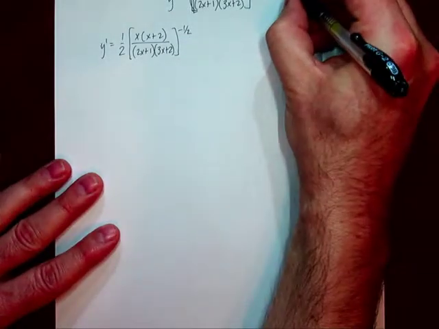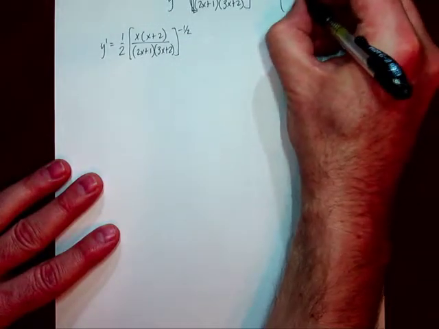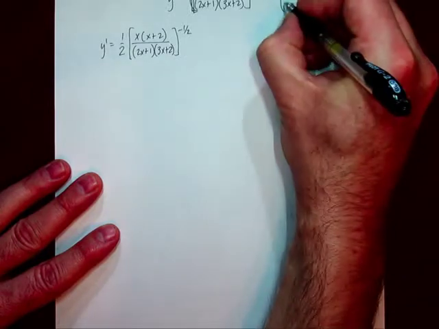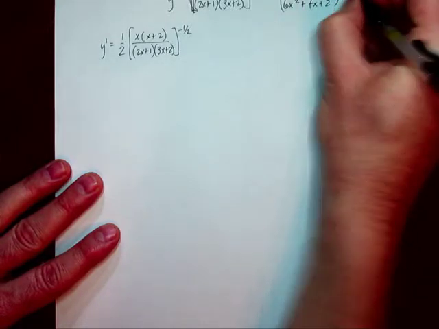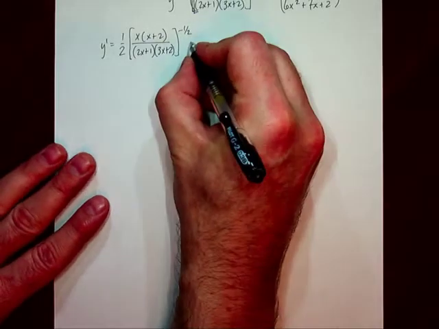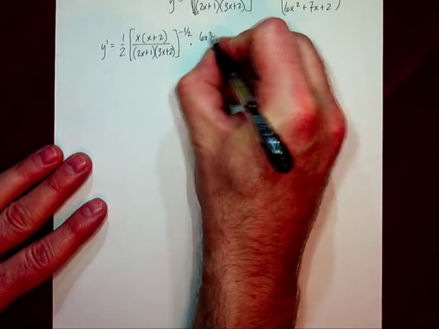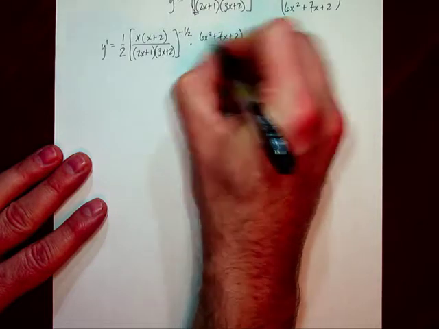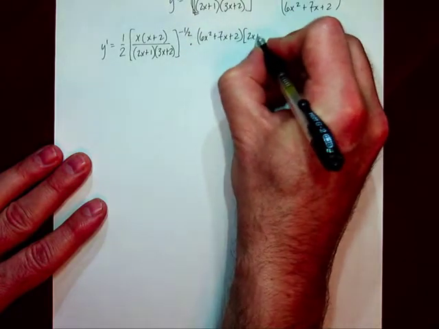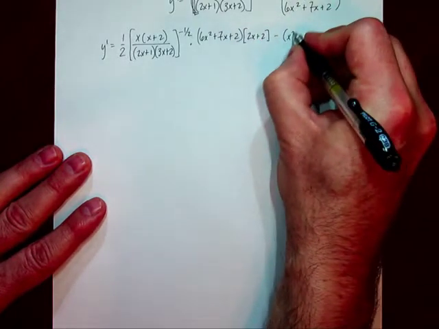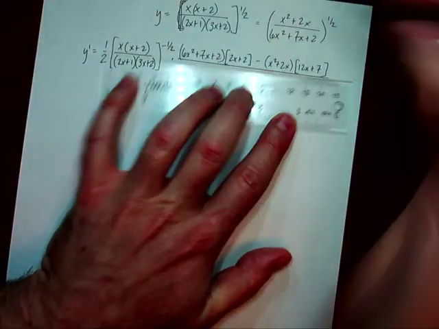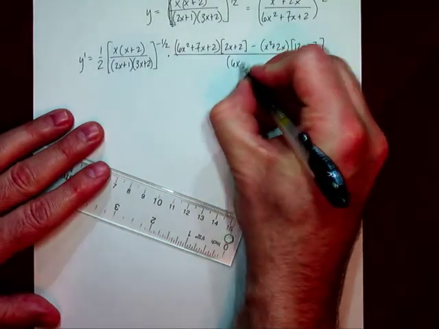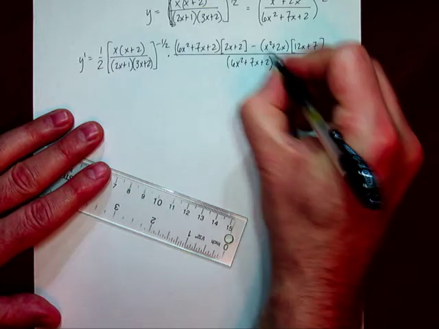But I guess it would be a little bit easier if you basically turned this into x squared plus 2x and turned this into 6x squared plus 7x plus 2, to the 1/2. That might make things a little bit easier. And you wind up with, start with the denominator times the derivative of the numerator minus the numerator times the derivative of the denominator, all of that over 6x squared plus 7x plus 2 squared.